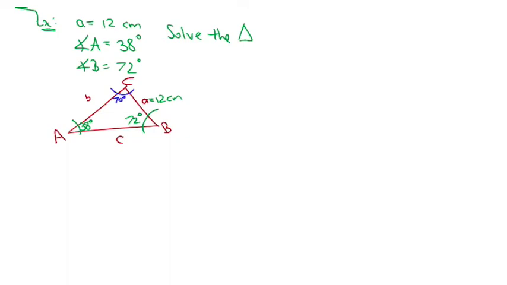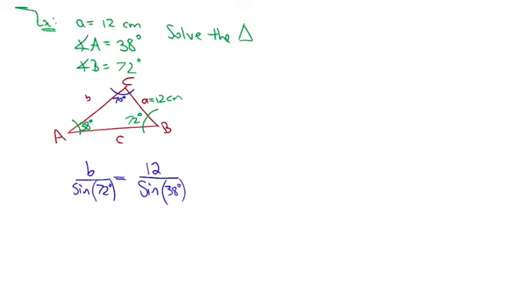Now, we're trying to solve for a side. That's all that's left, b and c. Since we're solving for a side, pick one of them. B. If you're solving for b, you're going to set it up as b over sine of big B. Big B is 72 degrees. And that's going to equal, pick the side you know, a, which is 12, over sine of the angle opposite of it, which is 38 degrees.